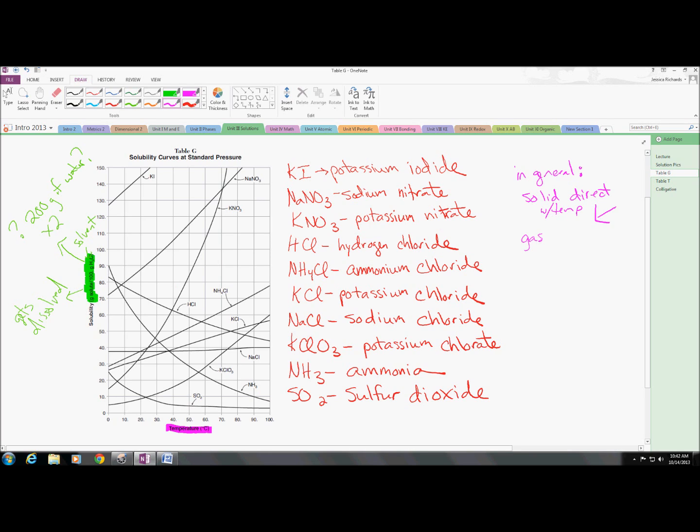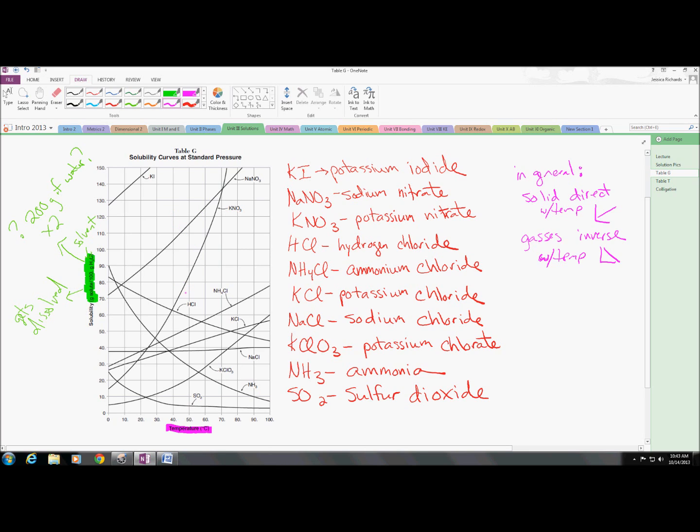And gases have an inverse relationship with temperature. When temperature increases, the solubility of a gas decreases. So you can guess that HCl with a negative slope and NH3 with a negative slope and SO2 with a negative slope are gases at room temperature. This is why really large fish have to live in cold waters, because more oxygen dissolves there. And if you let the temperature of your aquarium get too hot, your fish suffocate and die, because the warmer the temperature, the less oxygen can be dissolved. It's also the reason why your warm pop goes flat faster than if your pop is really cold.